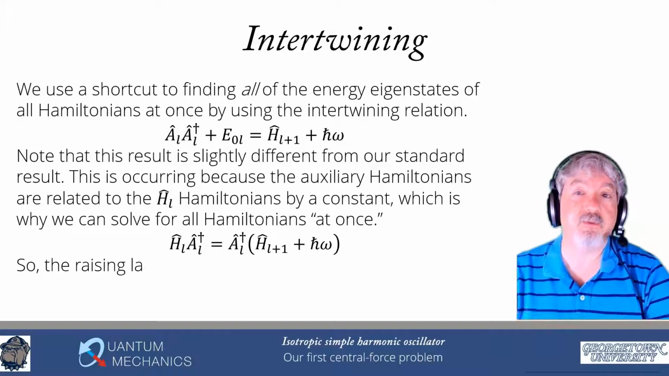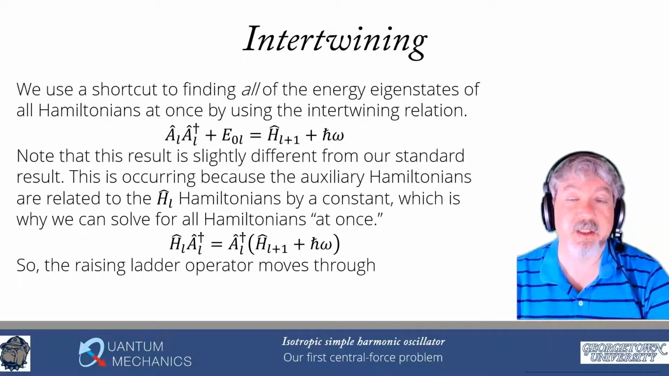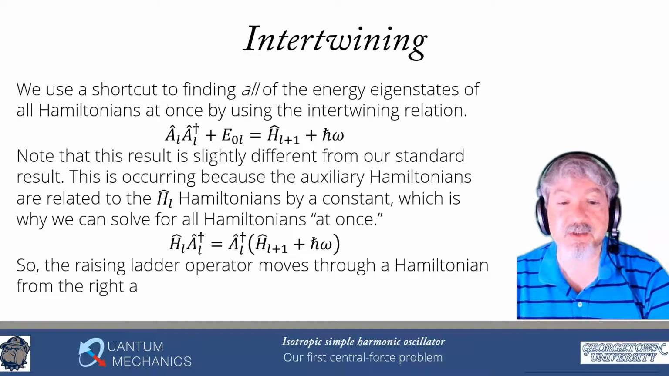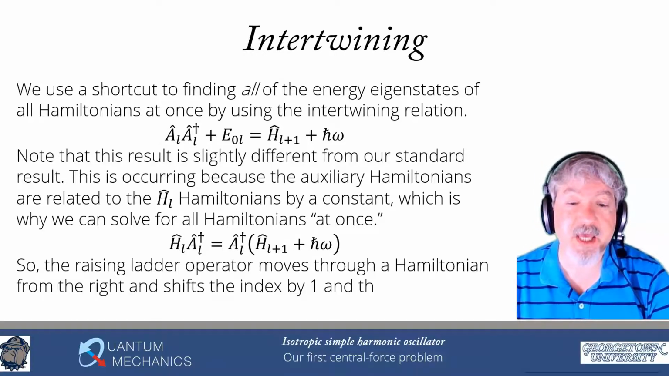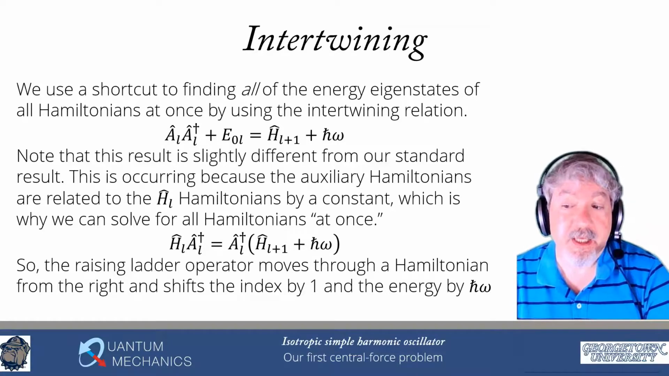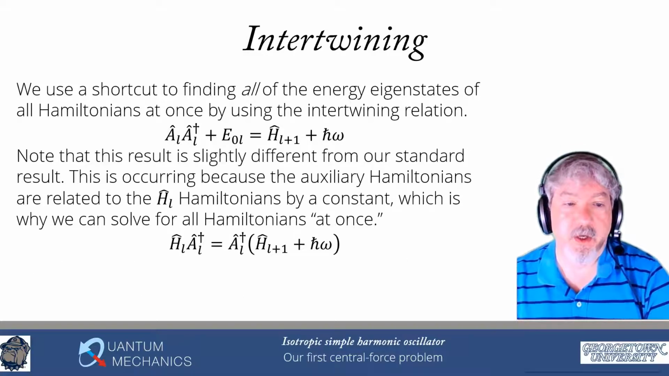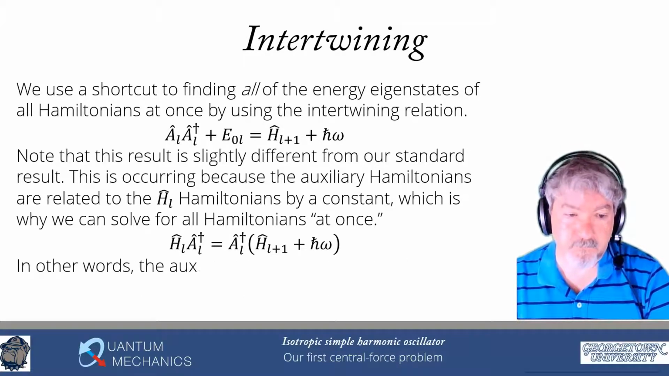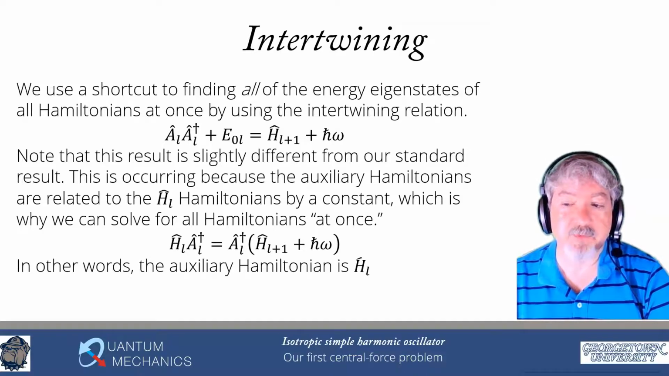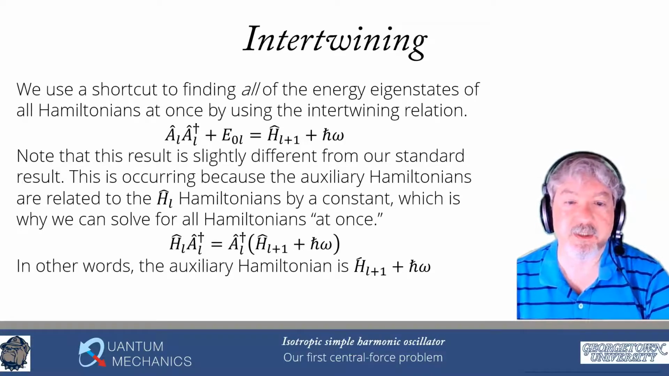What it says is that when I move an A_L dagger through an H_L, it increases the index of the H_L by 1, and it shifts the energy by ħω. And again, this is slightly different from what would happen with an auxiliary Hamiltonian, but just bear with me. This slight modification is what we need in order to get all of the energy eigenfunctions all at once. All right, as I've mentioned before, another way of thinking about this is that the auxiliary Hamiltonian corresponding to this situation is that H_(L+1) plus ħω.